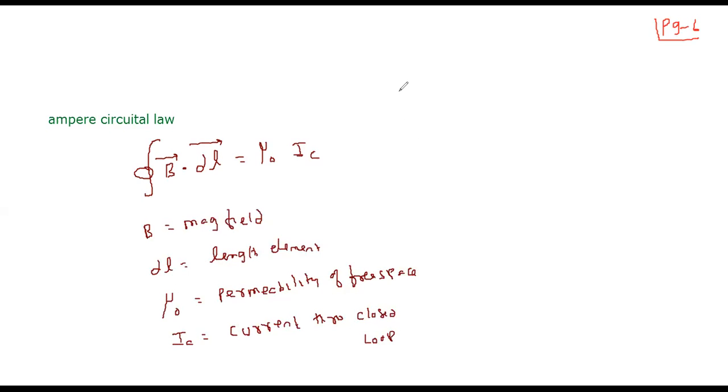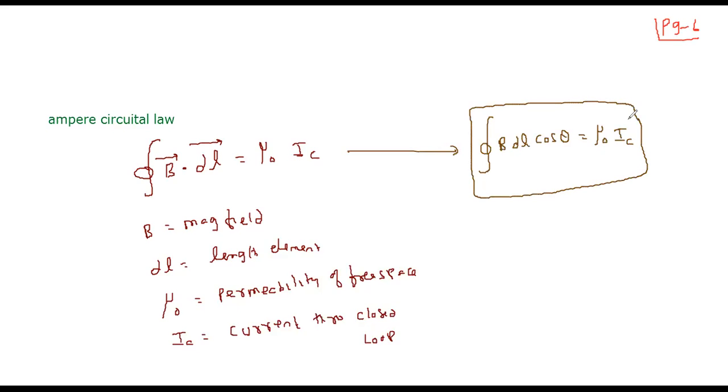You can also write it without the dot product, directly. You can write it like this: closed integral of B dL cos theta equals mu naught I_C. This is without the dot product, and the earlier one is the vector form.